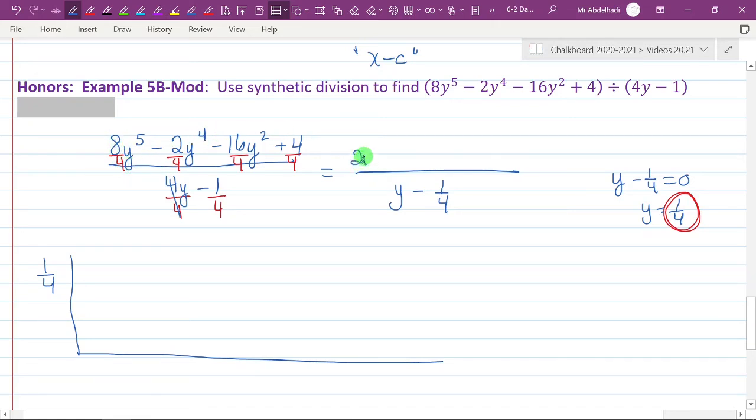So it's going to be 2y to the 5th. This is going to be 2 over 4, which is 1/2, so minus 1/2 y to the 4th. We're missing a third power, so plus 0 y to the 3rd. We're also missing, we're not missing a second power. 16 over 4 is going to be 4, so minus 4 y squared. We're missing a first power here, so plus 0y, and then 4 over 4 is 1 plus 1.